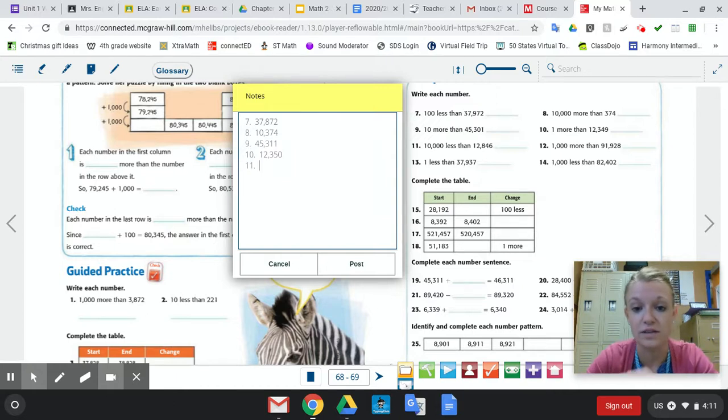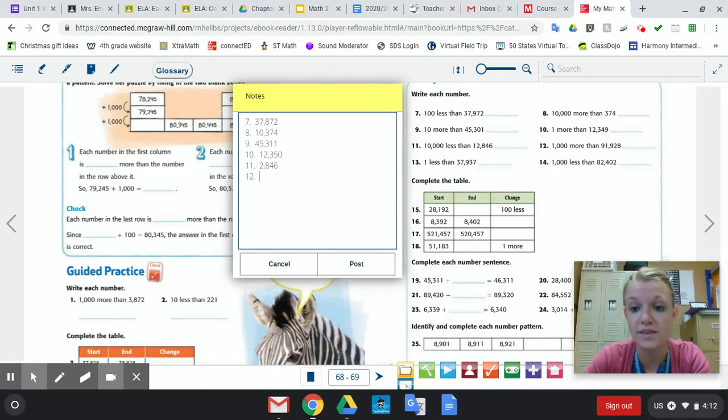Let's work out number 11. Number 11 says 10,000 less than 12,846. Okay, 12,846. And I need 10,000 less. So less means I'm subtracting. Find the 10,000s place and underline it. Okay, you should have underlined the 1. If I have less, that means I'm taking 1 away. Well, if I take 1 away, there isn't a 10,000s place anymore. We're down to the thousands place. So your final answer would be 2,846.